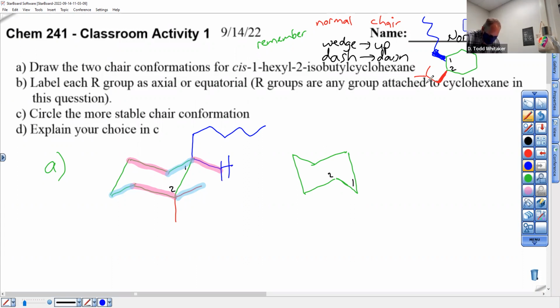Back to the red isobutyl. Is it up or down? It's a wedge. Therefore, it is up. Which of these 2 bonds is up? Equatorial or axial? Equatorial. Draw the isobutyl. We got the CH2 already. CH. Don't leave the end of a stick naked. That would be a methyl. So what do I put there? H. Okay, part A is done for the first chair.